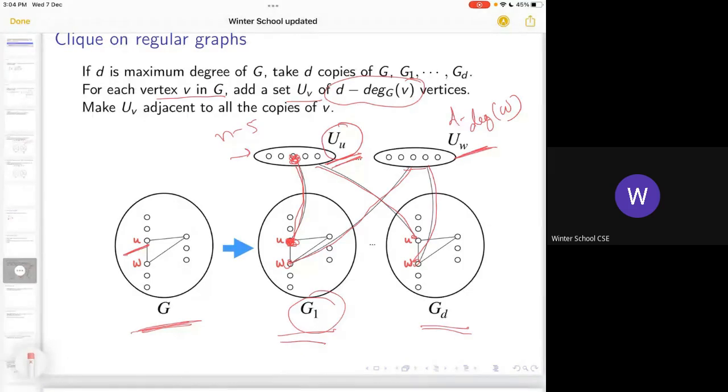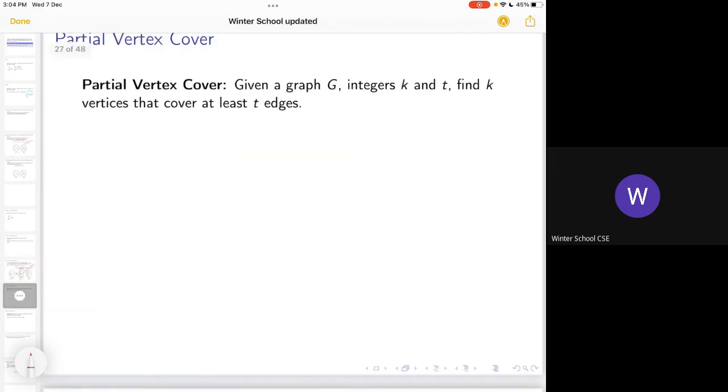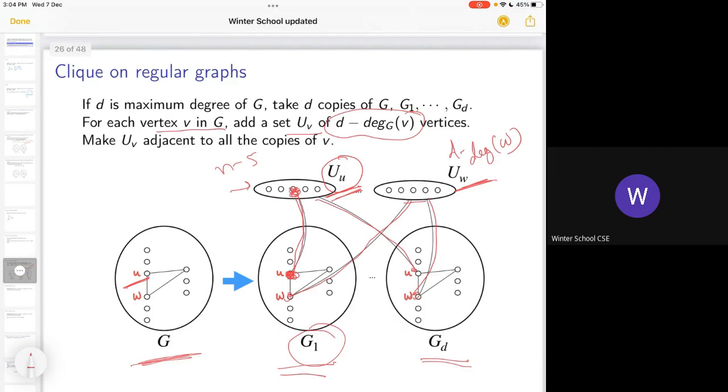So what did we show here? That we can reduce from clique in general graphs to clique in regular graphs. Regular graph means all the vertices have the same degree. We don't know what it is, it can be some high number, but in the reduction we take the maximum degree and make every vertex have maximum degree. That is what shows that clique on regular graphs is not FPT, parameterized by the solution size. So we will use this problem, clique on regular graphs.